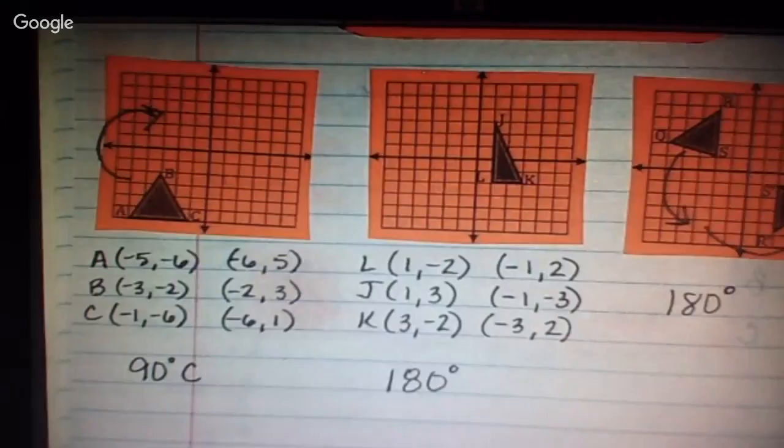If you did not cut out this page, you need to go ahead and do so. Just trim the outside edges. And then I will show you how to fold it.